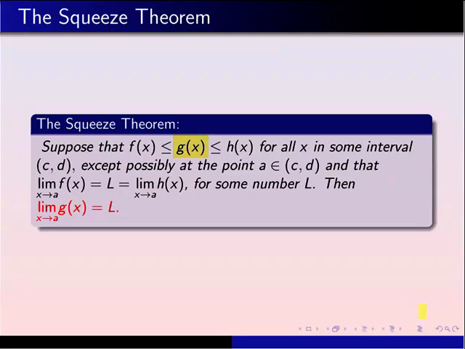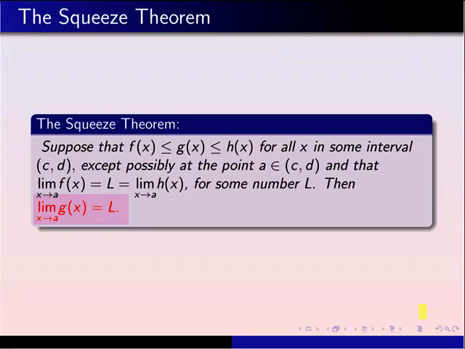g of x is going to be less than or equal to f of x, less than or equal to h of x for all x's in some interval (c, d), except maybe possibly at the one point a inside that interval, and that the limit when x approaches this number a for function f of x is equal to some number L, and it's also equal to the limit when x approaches a for h of x. Then the conclusion of this theorem says that the limit when x approaches a for g of x is also going to be equal to L as follows.